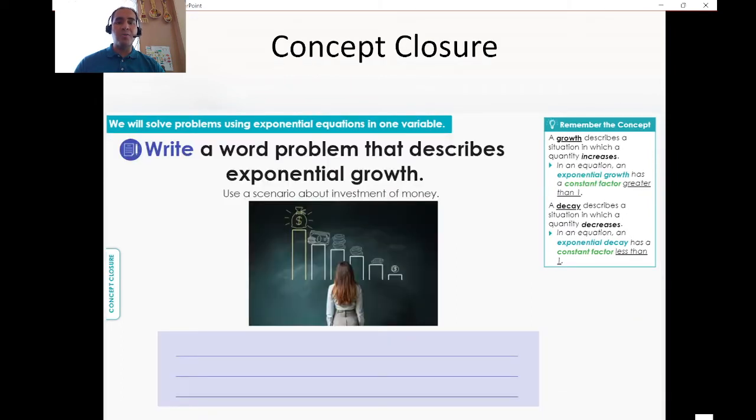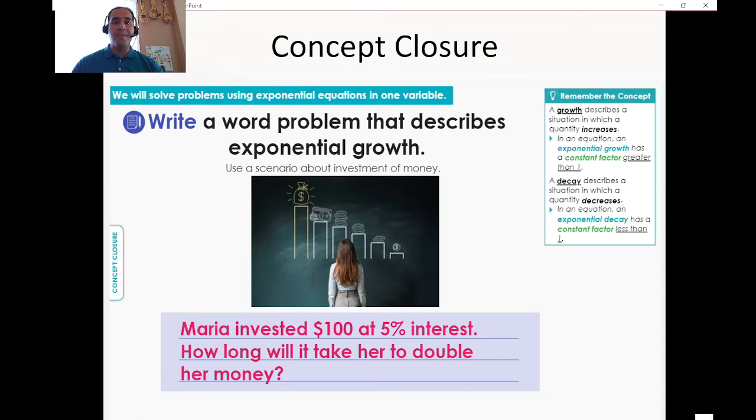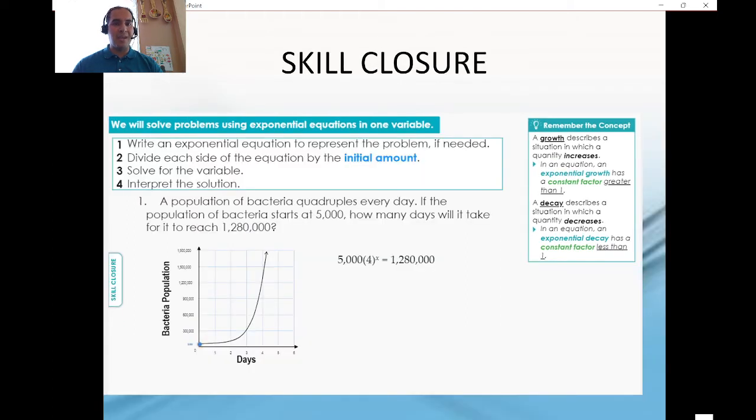Along with the skill closure, we want to have a concept closure. Again, the concept closure asks, do students understand the concept that was taught in the lesson? That's a little different than the skill. One way to assess this is for them to write their own problem: write a word problem that describes exponential growth. So they would invent a problem like this. Maria invested $100 at 5% interest. How long will it take her to double her money? You've zeroed in on whether or not the students have understood the concept of the lesson separately from the skill.